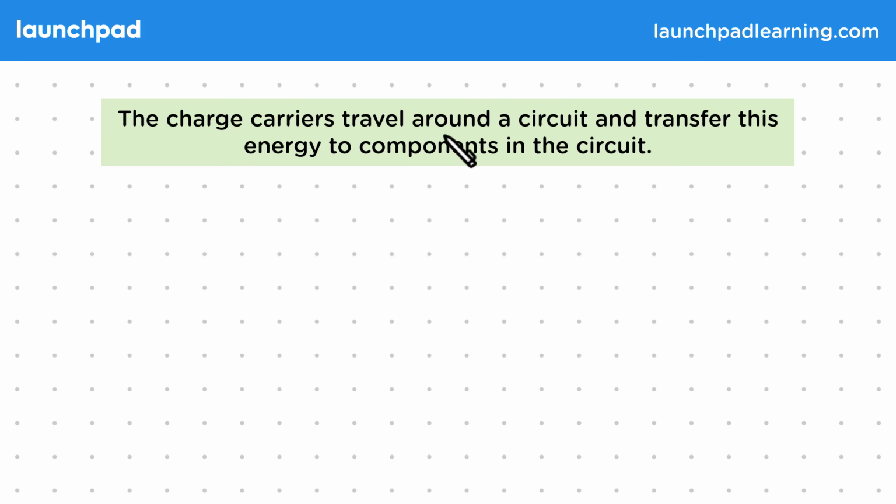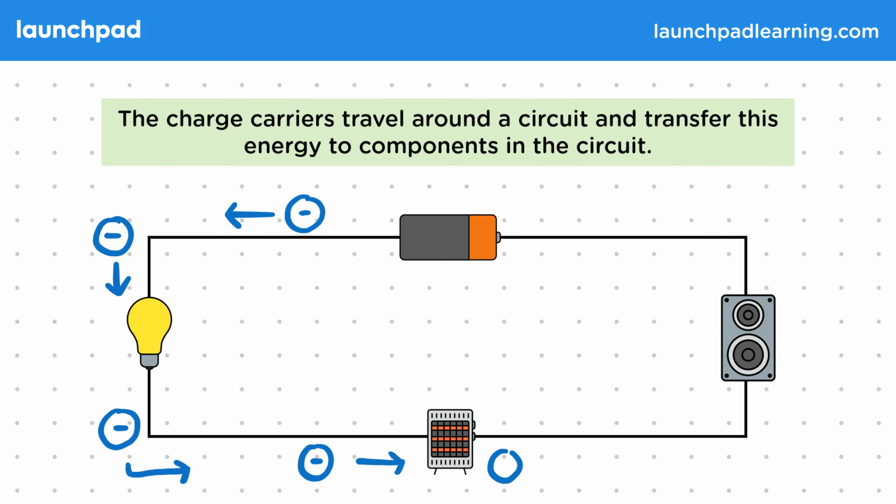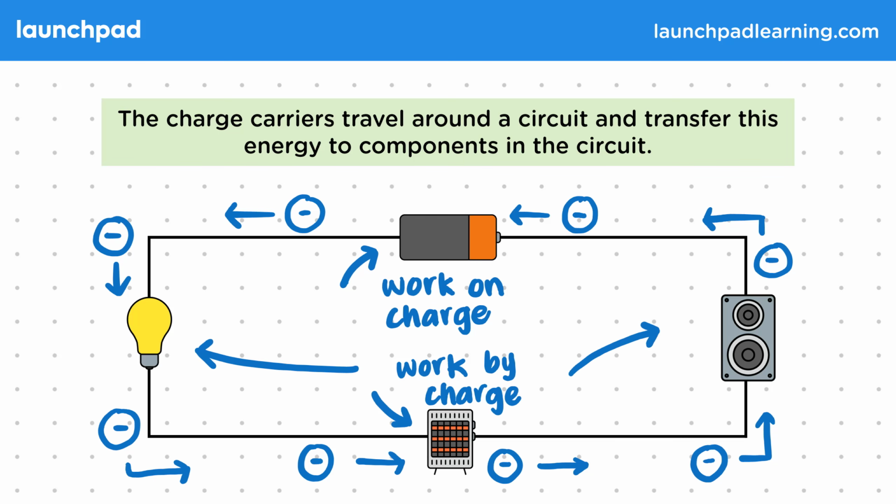Then, the charge carriers travel around a circuit and transfer this energy to components in the circuit. So remember that circuits need to be a closed loop so that the charge carriers have a way to travel from one end of the battery, around the circuit, and then back to the other end. During this cycle, the battery will do work on the charge to give it energy. Then the charge carriers give this energy to various components to transfer it to other forms, like light and heat. When these transfers happen, we say there is work being done by the charge. So remember, work on a charge means energy is given to charge carriers, and work by a charge is charge carriers giving this energy away.